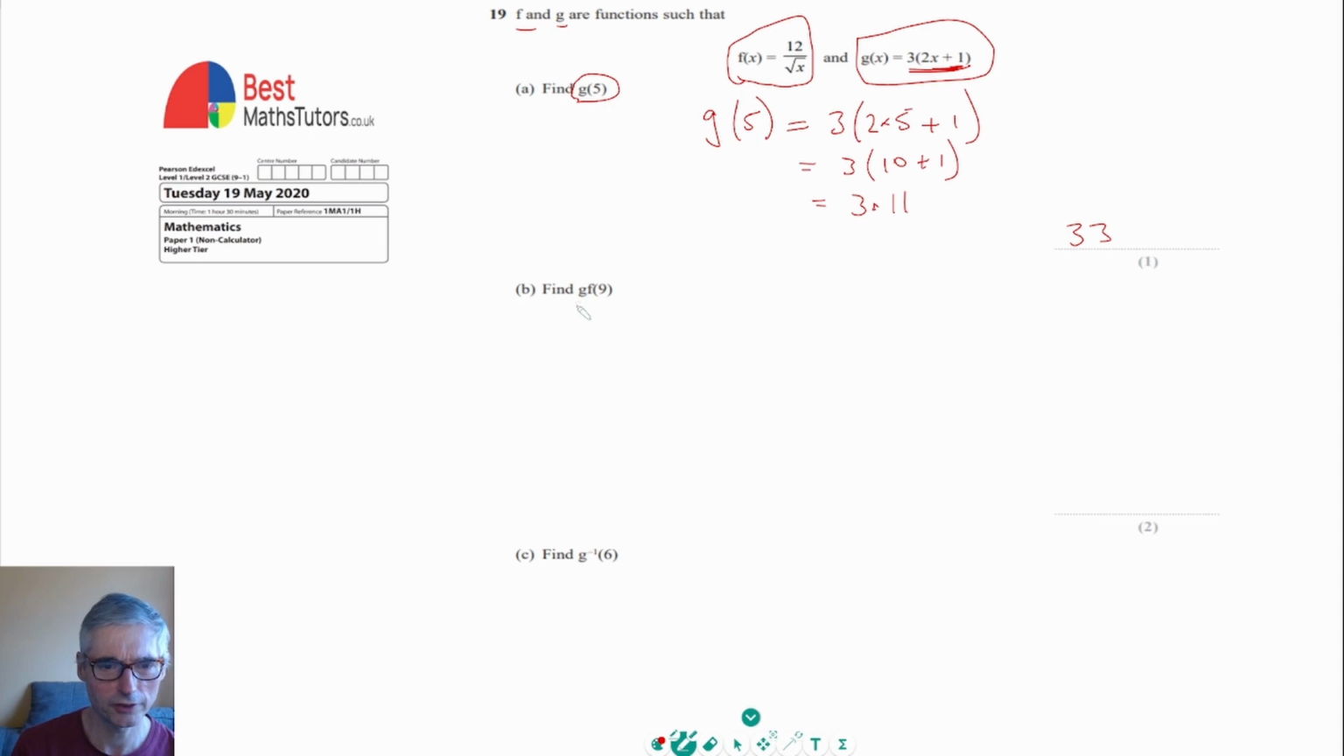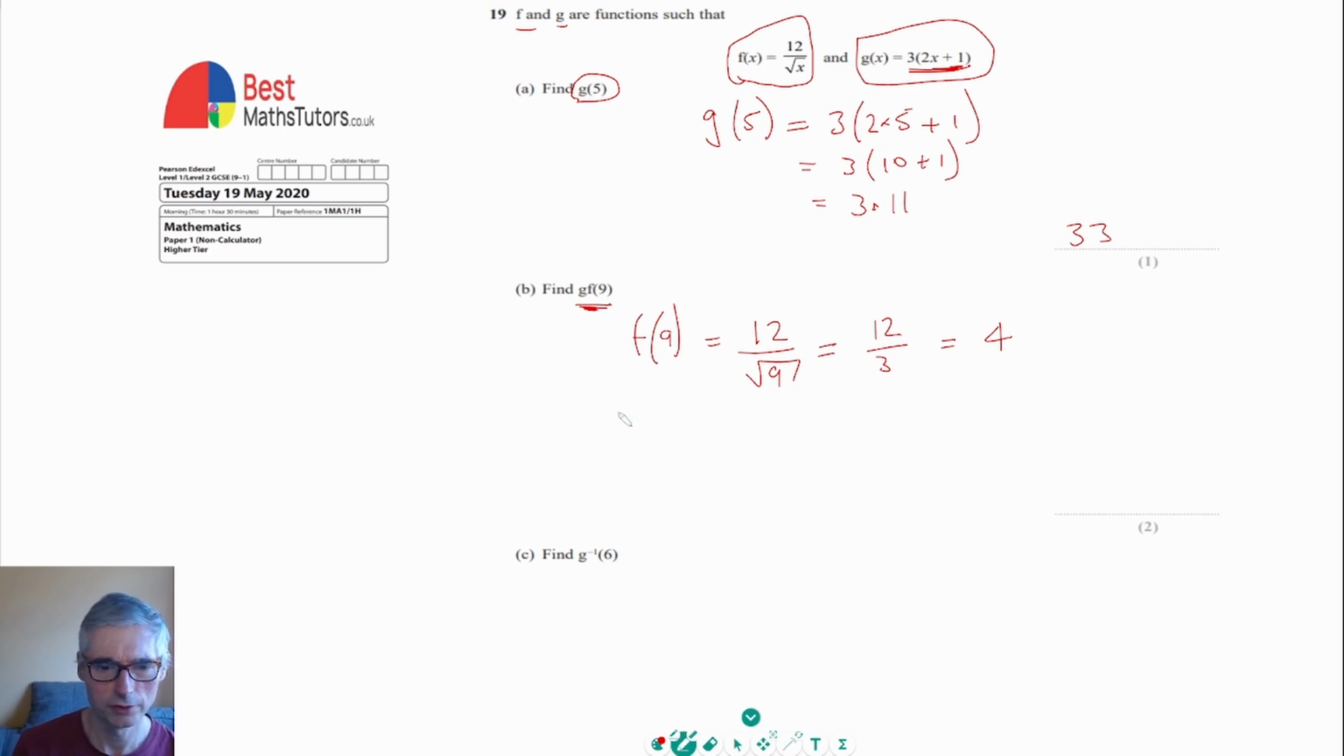So now we're going to find g of f of 9. What that means is we first use the function f and find what f of 9 would be. So I'm going to replace x by 9 in this function. That's going to be 12 over root 9. Root 9 is 3, so 12 over 3, which is 4. So 12 divided by 3 is 4 there.